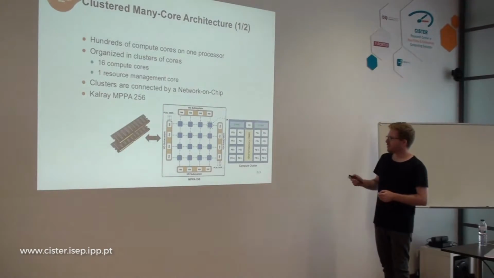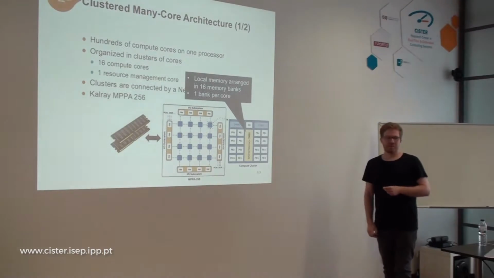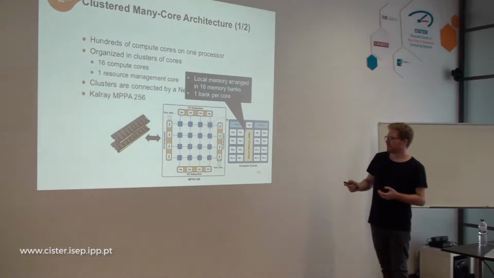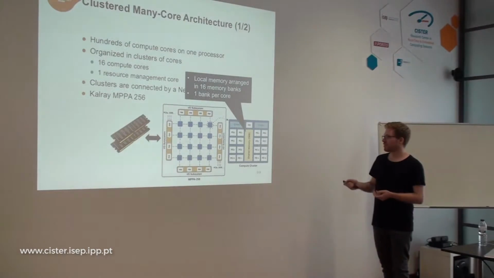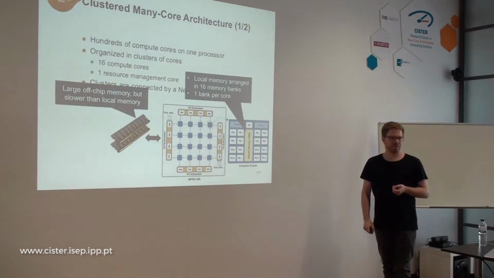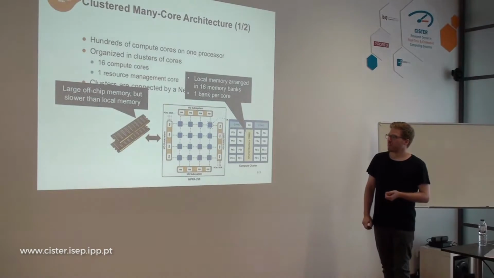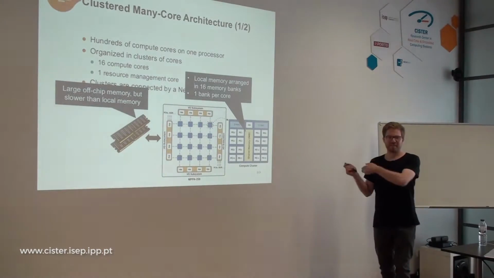When we look into the cluster in more detail, we can also find some shared memory. In fact, we have local memory arranged in 16 different memory banks, which basically yields one memory bank per execution core. But unfortunately, this memory is not large enough to host our automotive application. Our application is larger than the 2 megabytes which we can find inside the cluster, so we have to use some off-chip memory, which is larger but also much slower, because when one of the cores wants to access something out there, we have to go over the resource management core, over the network, over the I/O subsystem which connects to the memory, and back. So it's much, much more expensive.